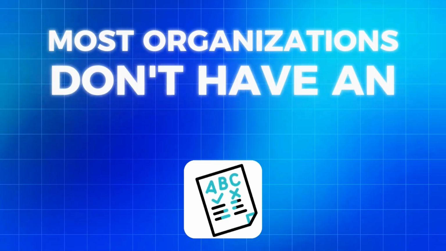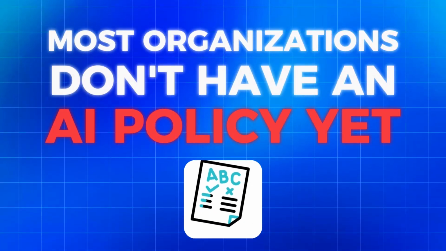Third, and this is the big one, most organizations don't have an AI policy yet, or if they do, it's vague. Something like "use AI responsibly." That's not a policy. That's a bumper sticker. When there's no clear guidance, people fill the vacuum with their own judgment. And their judgment is, "this tool helps me, so I'm going to use it." You can't blame them, but you can get ahead of it.